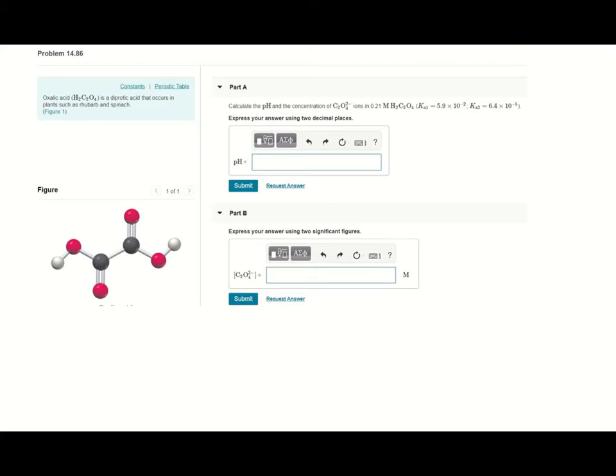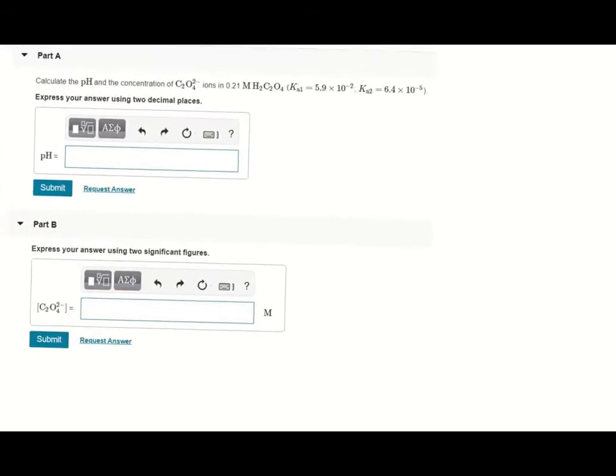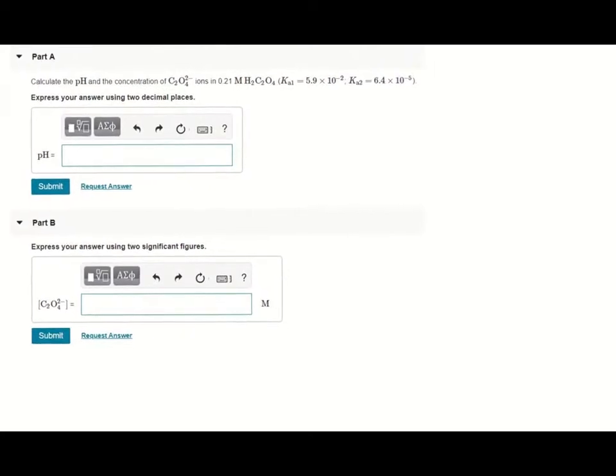All right, let's take a look at problem 1486. Here you're being asked to calculate the pH of a diprotic acid solution. And these are always fun ones because you get to work an ice chart first. You get to work an ice chart twice, essentially. Let's take a look.